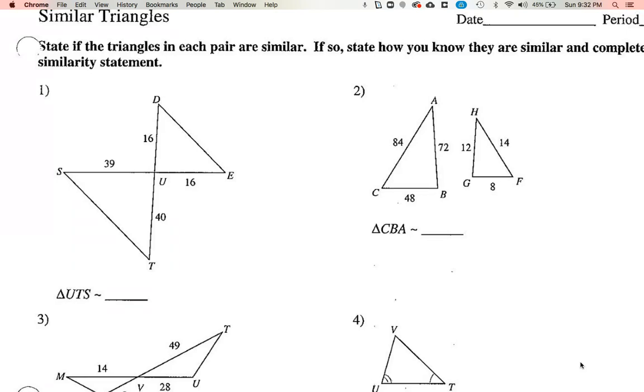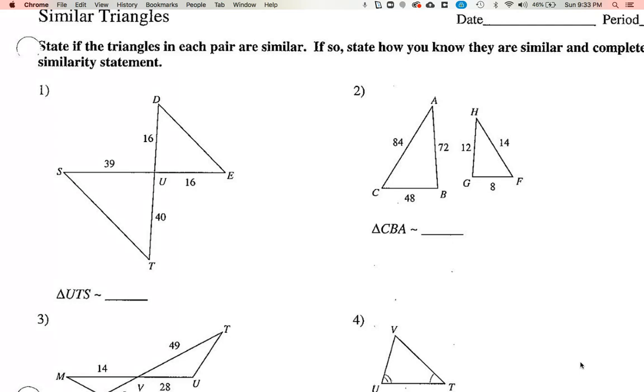you need to state if they are similar or not. Sometimes they're not going to be, so you'll just write not similar. If they are, I want you to complete the similarity statement. So give me the three vertices of the other triangle. Make sure they're in the correct order based on these three letters. And I want you to either show me the work and show me what you used.